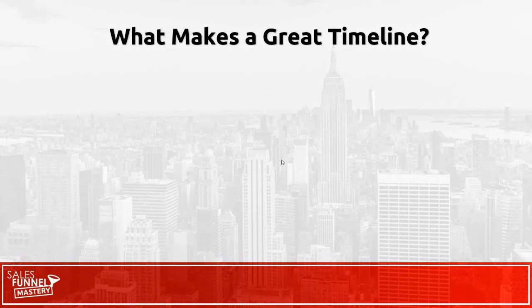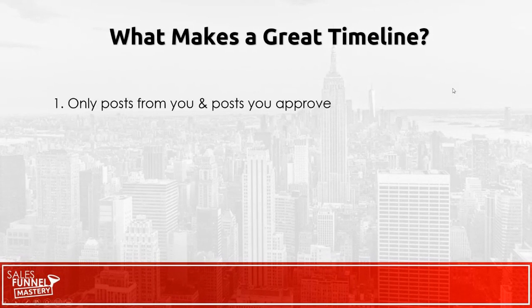I want you guys to focus on 5 different categories. We'll talk about what that looks like here in a second, and I'll give you guys examples of my timeline. So number 1, only allow posts from you. I want you to change it to approving posts. So if people are tagging you, you have to approve it to put it on your timeline, right? I want you to keep your timeline clean.